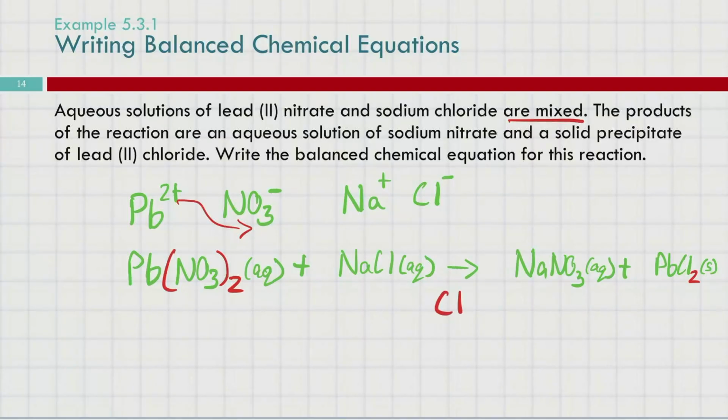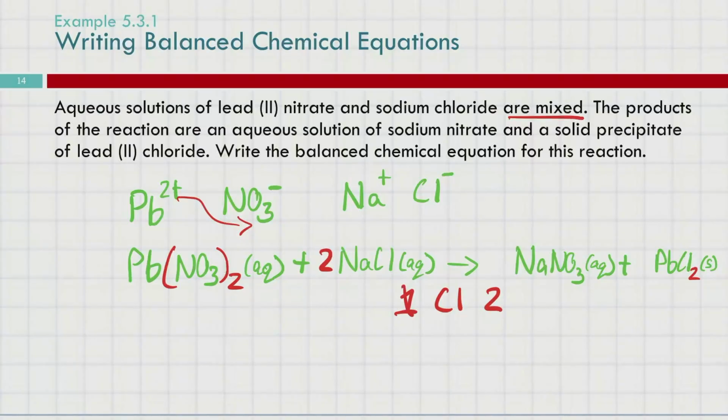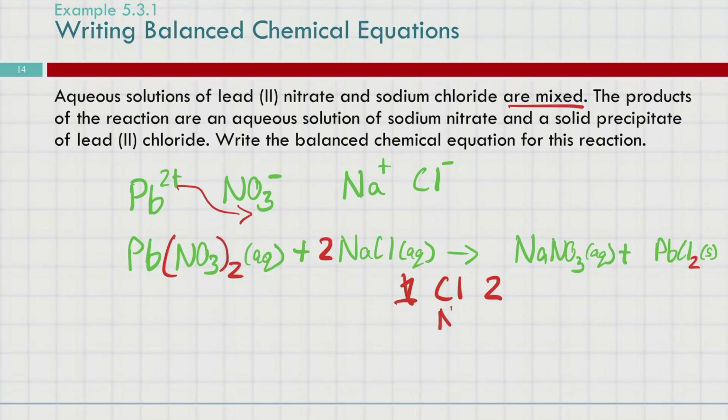Okay, so Cl is different on the left and the right. On the left, we've got 1. On the right, we've got 2. To get these to balance out, we need a coefficient of 2 in front of our sodium chloride, our NaCl. What changes other than the Cl when we do that? What's the other thing in NaCl? The sodium, the Na.